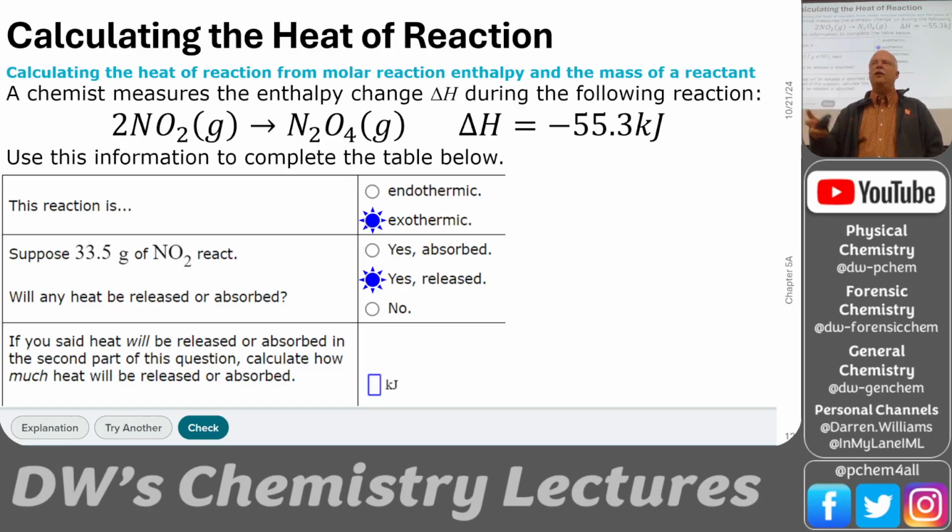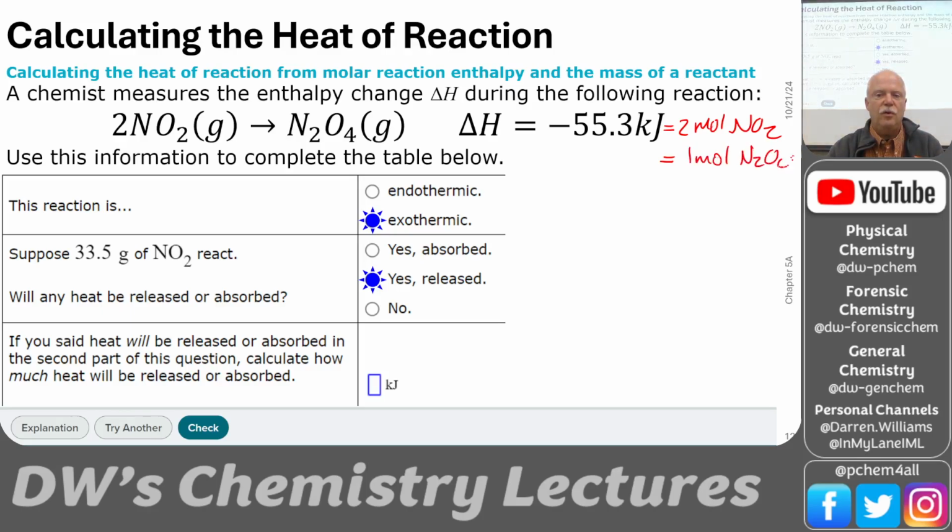Okay. And then, whether you said heat will be released or absorbed, in the second part, calculate how much. And so here's the stoichiometry part. We know that we've got 33.5 grams of NO2, so we're going to want to switch over to moles. Everything in this reaction is equal. So 55.3 kilojoules equals 2 moles of NO2, and that's also equal to 1 mole of N2O4. So you can write out those conversion factors and use them in problems.